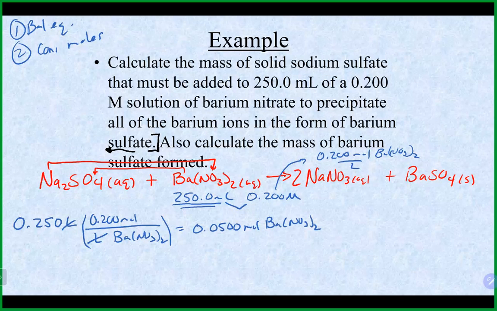So that's kind of like our second step, right? So we balance the equation. We convert it to moles. So instead of using grams and molar mass to get the moles, we're using volume and molarity to get the moles. Same idea. The next step is, yeah.